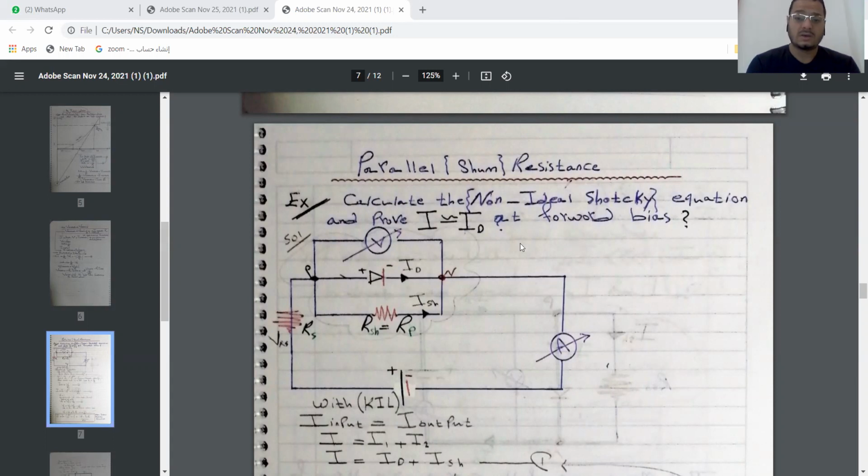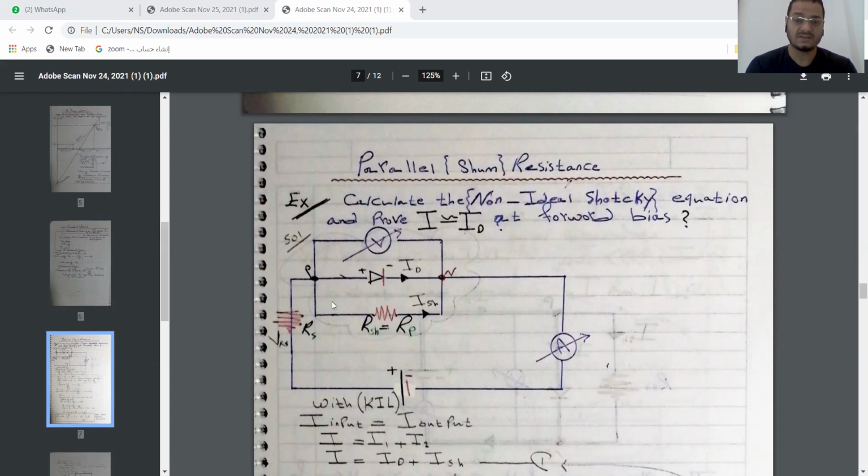Today we will try to calculate the current at the non-ideal Schottky diode, or in other words, we will try to prove that I is approximately equal to the diode current. We will work on the shunt, or parallel, resistance at forward bias and reverse bias. We will start from forward bias.